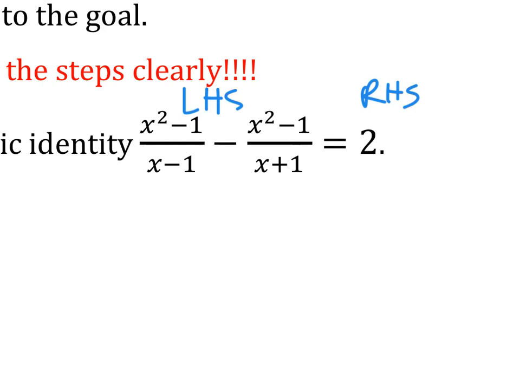First, we can try what we did before with a common denominator. But in this case, it might not be the easiest way. What I see is this x squared minus 1. And when I see x squared minus 1, that reminds me of a difference of squares. So I am going to factor.